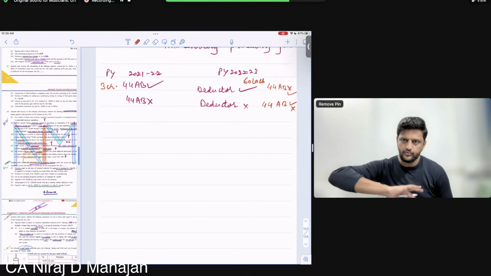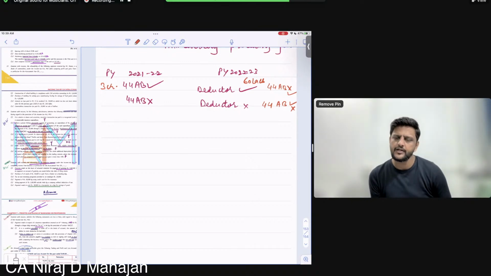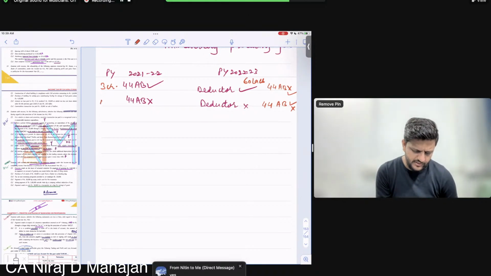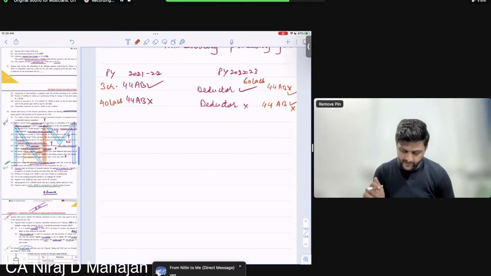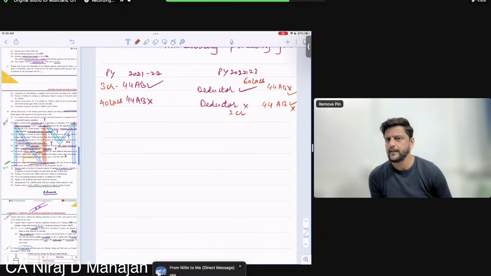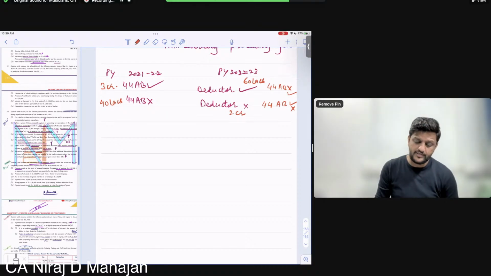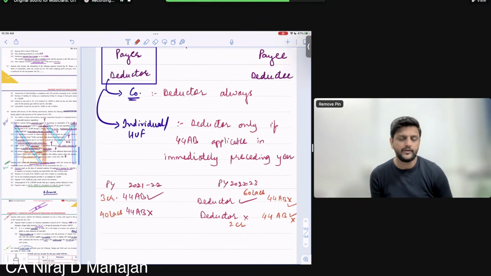I purposely give you ulta, that is different, examples. Another example: last year the turnover was 40 lakhs. He is not a deductor in the current year, even if this year his turnover is 2 crores, 3 crore, 4 crore, whatever you want to take. Understood? So whether an individual or HUF is a deductor or not depends on what? Tell me.